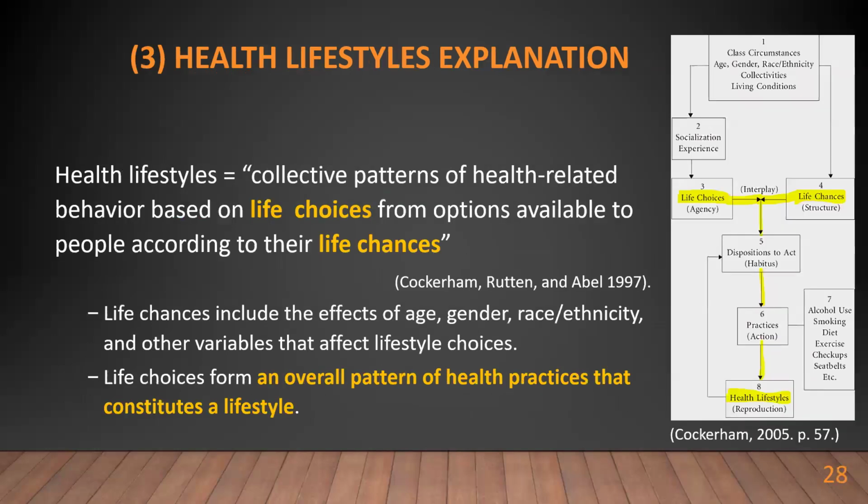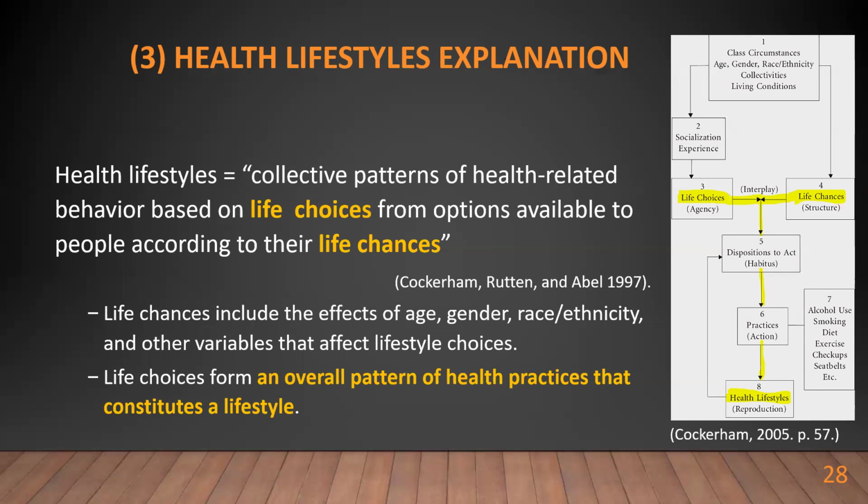Now let's go to health lifestyles. Here's the graph from his article in 2005, basically discussing the same thing. And here you can see, marked in yellow, how life choices, agency, and life chances, the structure, create the habitus. Here we should remember Bourdieu. We're going to talk about him as well in the class. You have the material on health lifestyles, which gives you a basic explanation of Bourdieu's theories.